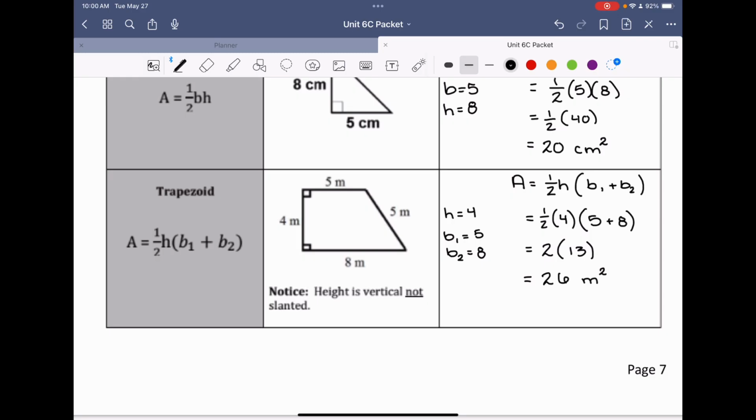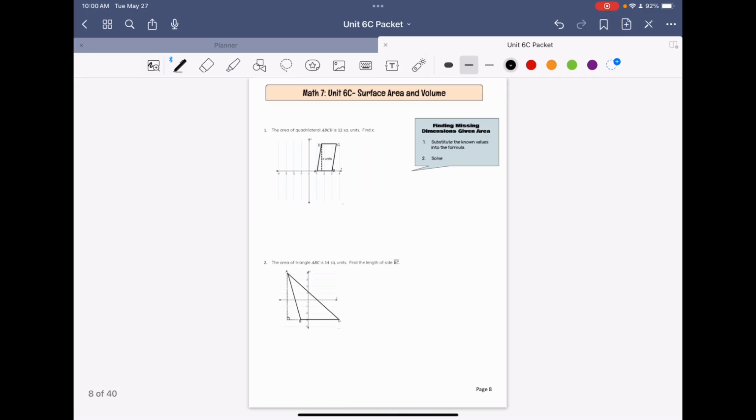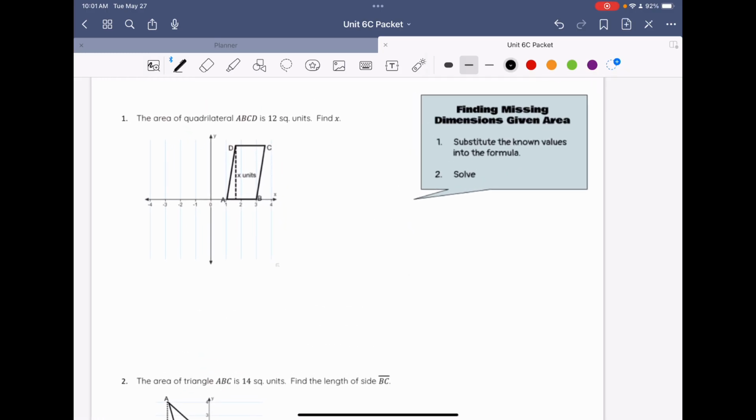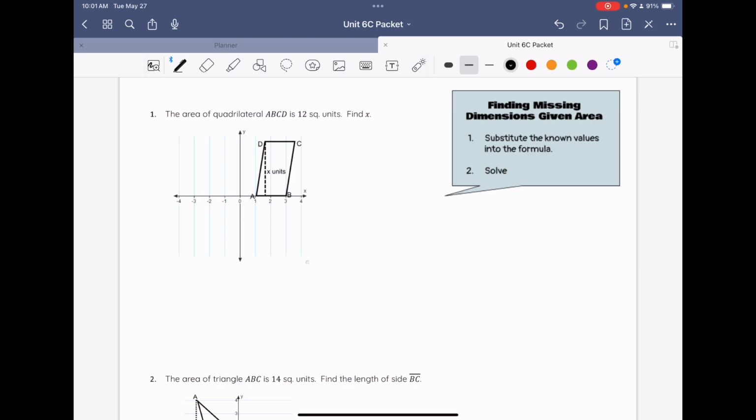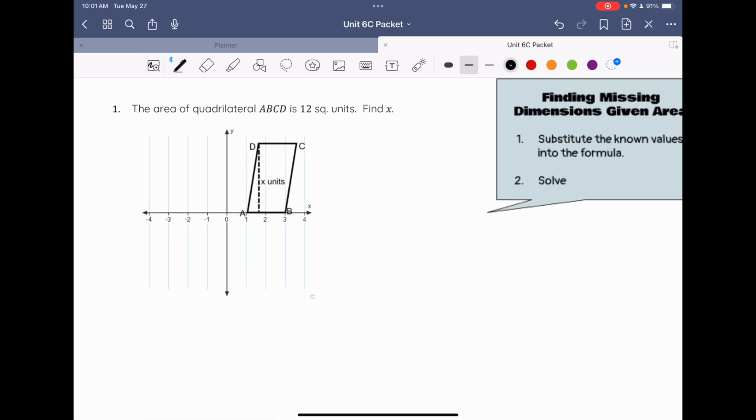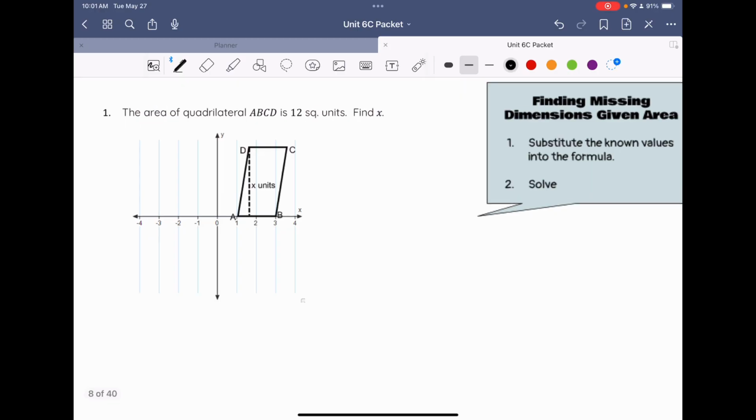All right, next page. It says finding missing dimensions given our area. So now we're going to be using our area formulas just in an opposite way. So we want to figure out what our formula is first, and then we'll go from there. It says the area of quadrilateral ABCD is 12 square units. Find x. So remember, if it's a quadrilateral, this is a parallelogram here. So area equals base times height.